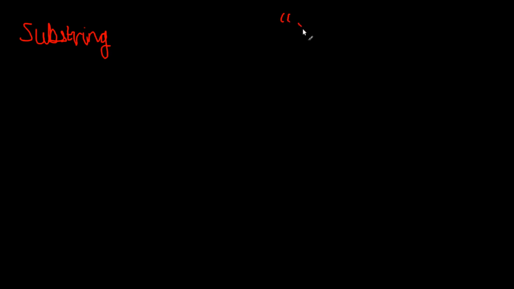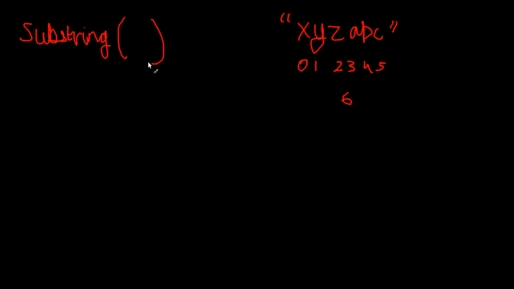So if your string is like this, x, y, z, a, b, c, if you number the indices, you will see it's 0, 1, 2, 3, 4, 5, and the length is of course 6. So the substring function takes in one value as a parameter. This is just one type of substring function. I'll come to the other one.